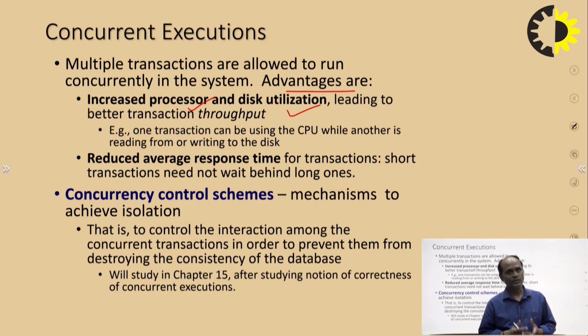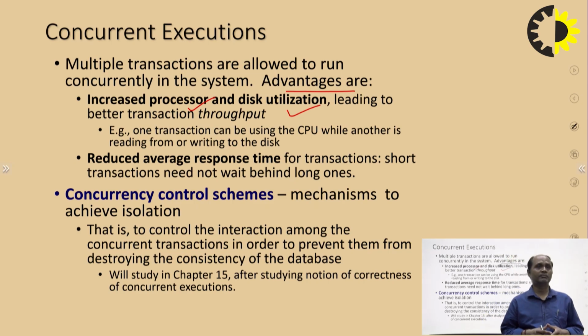If processor and disk utilization are done in an efficient way, then the transaction throughput can be increased. Throughput means performance per unit time. Suppose we have a transaction, then what is transaction throughput? Transaction throughput means the output of transactions per unit time.